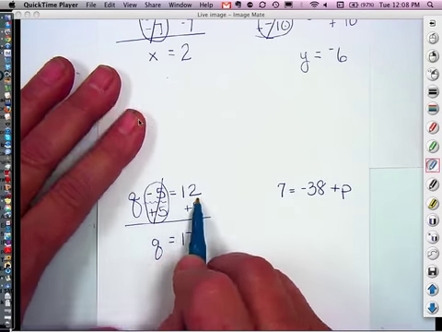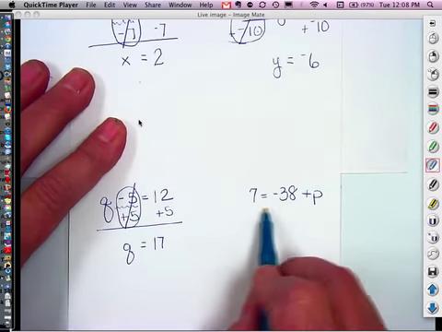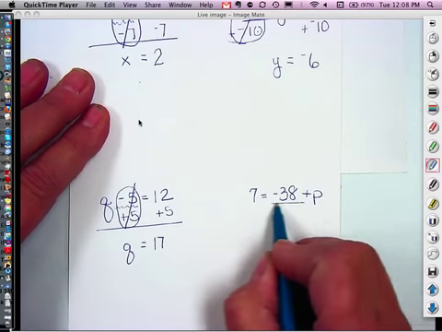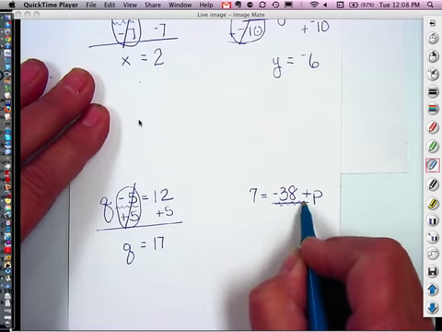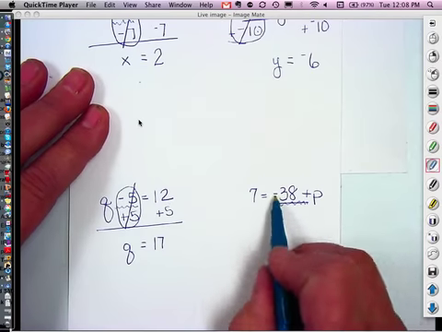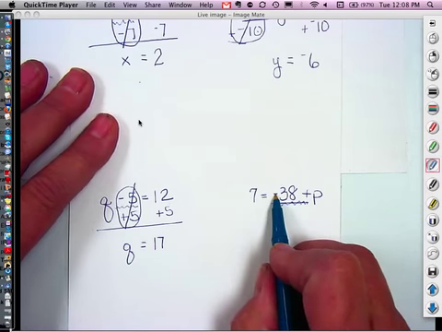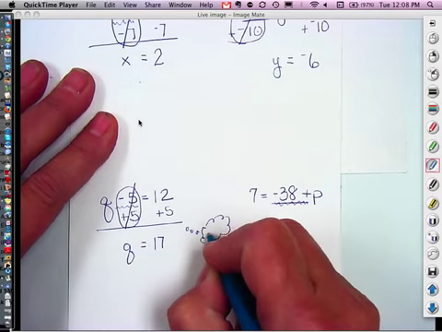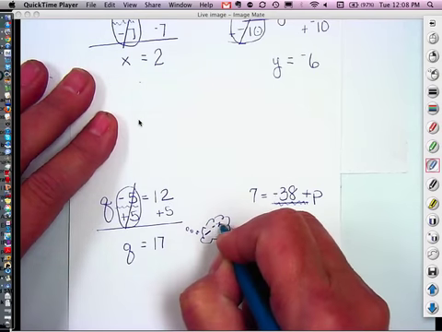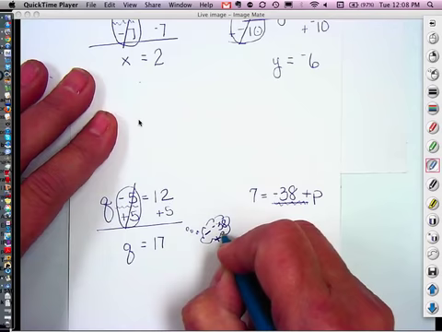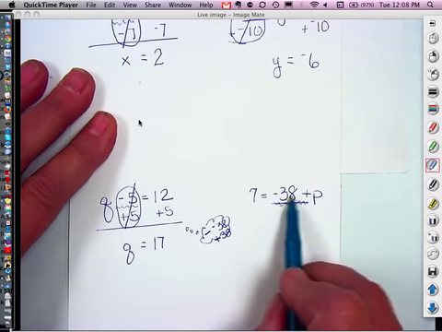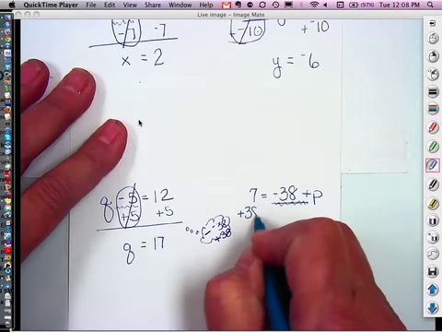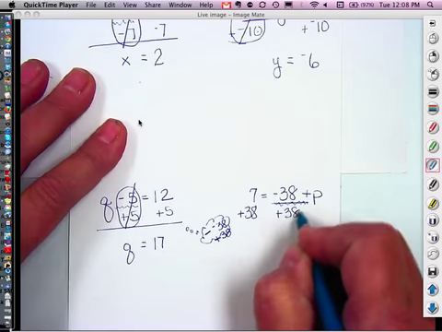And our last example we're going to do is 7 equals negative 38 plus p. Again, my operation is addition, so I want to undo addition, so I'm going to subtract. I'd be subtracting a negative 38. So if I think over here, subtract a negative 38, well, that's really adding 38. So to undo adding a negative 38, I'm going to add 38. So I want to add 38 on the right side, add 38 on the left side.